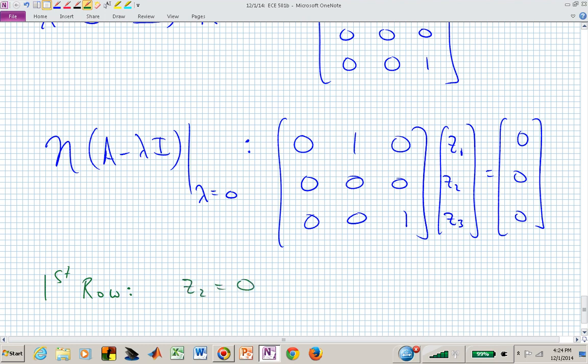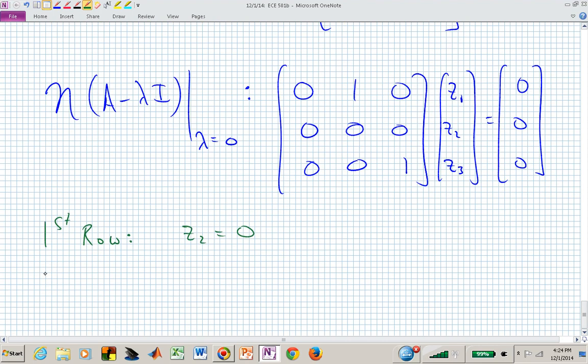So for an eigenvalue of 0, we need the eigenvector to be such that Z sub 2 is equal to 0. That's from the first row of that relationship. The third row, which is also a non-zero entry of the A matrix, says that Z sub 3 is equal to 0. And the second row doesn't tell us anything. It says 0 is equal to 0.